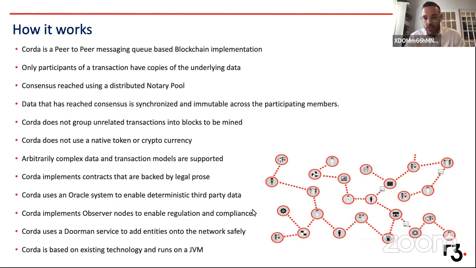I'm getting a question here. Point 2 says only participants have copies of the data. How can observers have access to the data? So observers don't have access to the data. You can think of observers as almost like a webhook, or, if you know Java, like observable methods.